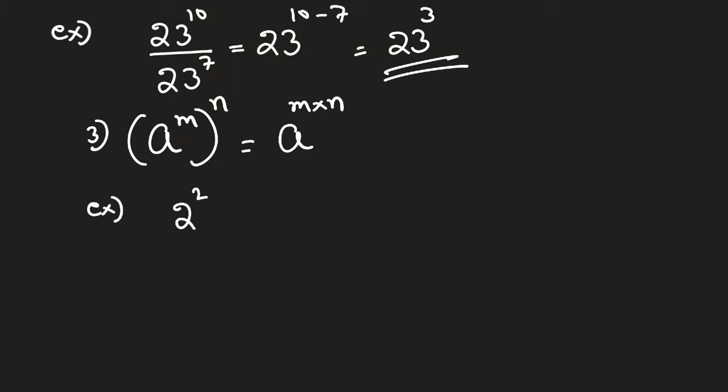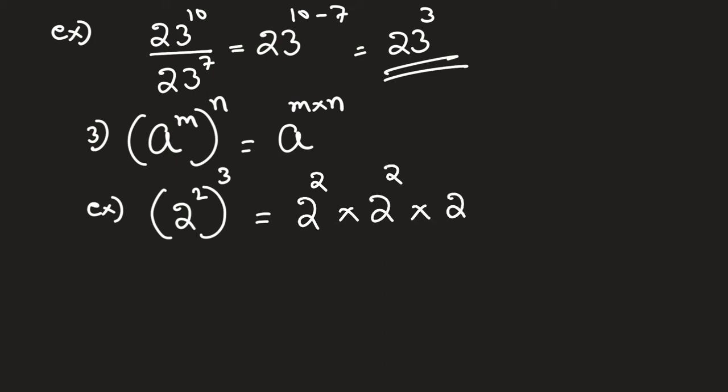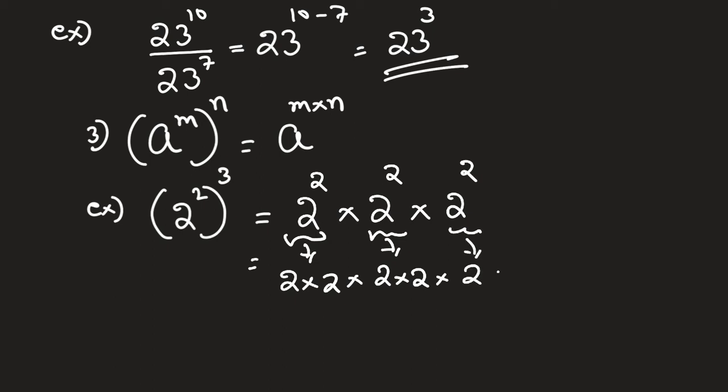2 to the power 2, the whole thing is raised to the power 3. What does it mean? It means that 2 to the power 2 repeats itself 3 times. That's what it means. In other words, it's 2 to the power 2 times 2 to the power 2 times 2 to the power 2. And we know what 2 to the power 2 is. It's 2 times 2 times, again, this is 2 times 2, and again, this is 2 times 2.